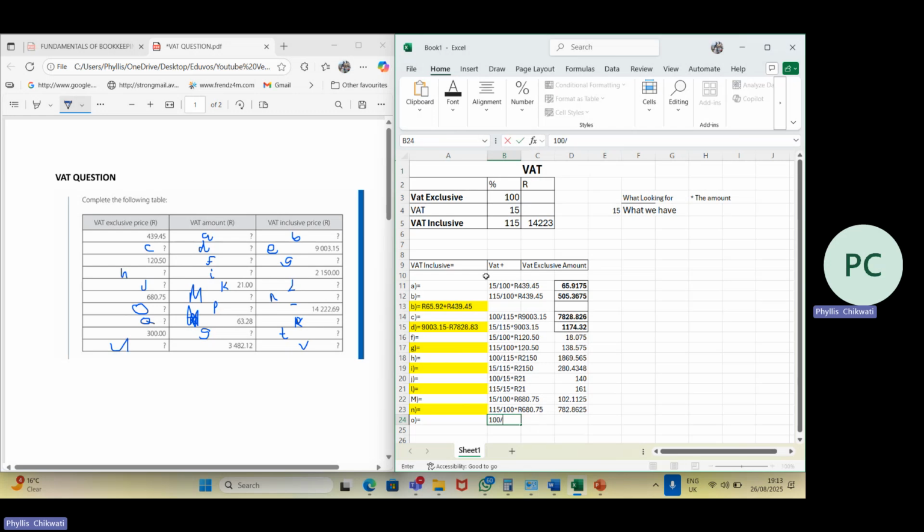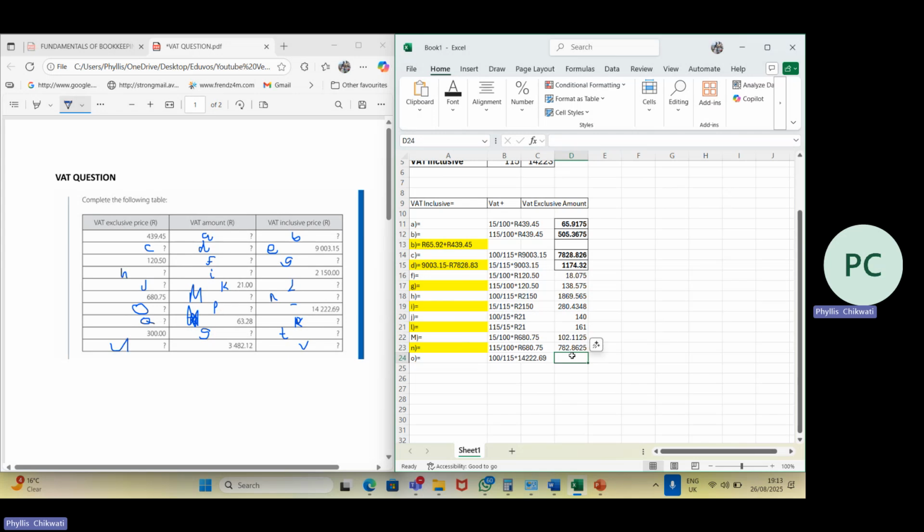Okay, so the O is going to be our VAT exclusive amount, with a VAT percentage of 100. We divide that by what we have, that is 115. We times that by 14,222.69. Okay, my table above there is rounding up. So I'm just going to use the exact amount I have as per question, 115 times 14,222.69. And then let me just do the last one, that is our P.